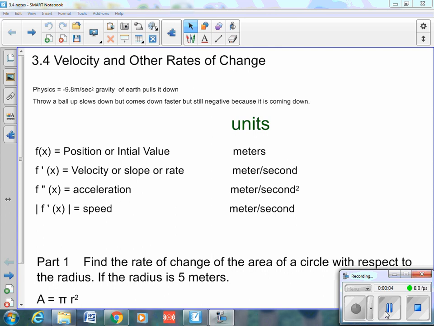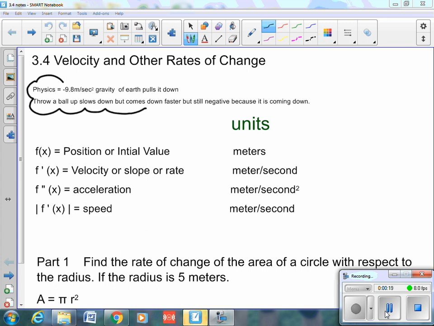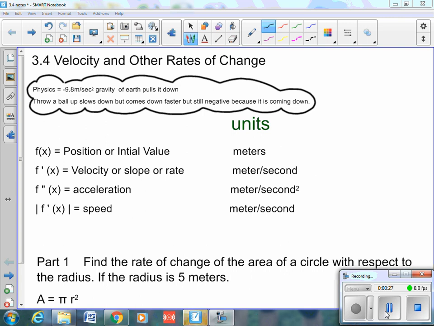Okay, 3.4, basically it's a lot of story problems. Whenever you read a story problem, you just have to know what you're talking about. I got this from this app from physics because they were questioning this one year. A negative 9.8 meters per second squared is the gravity of the Earth pulling it down. We'll talk about that later in a few minutes, but it's negative because of the gravity pulling it down.